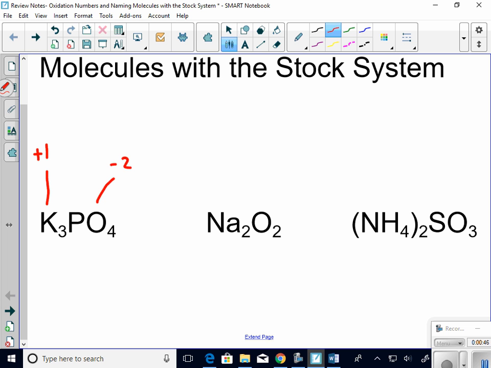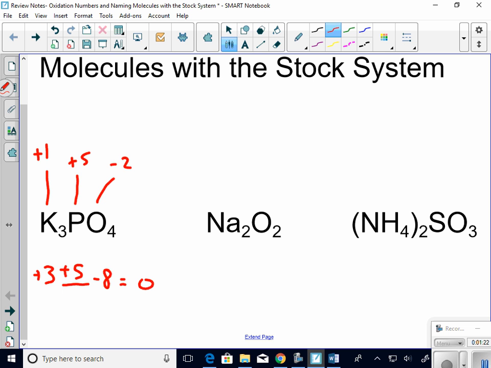So when I come down here, say, okay, everything's got to equal 0. I have minus 8 for oxygen. I have plus 3. What is going to fill in that mathematical equation to make it correct? It's going to be a plus 5, right? So the phosphorus is plus 5. There I have my oxidation numbers for potassium phosphate.